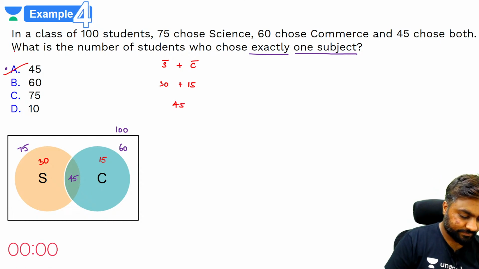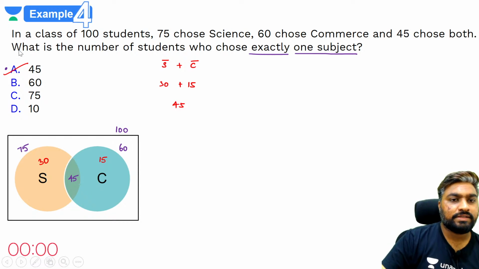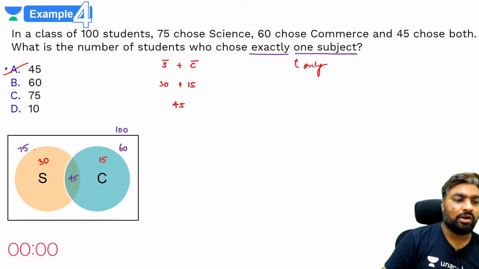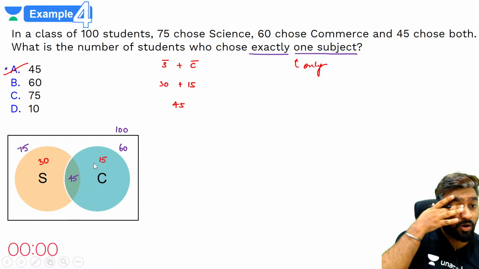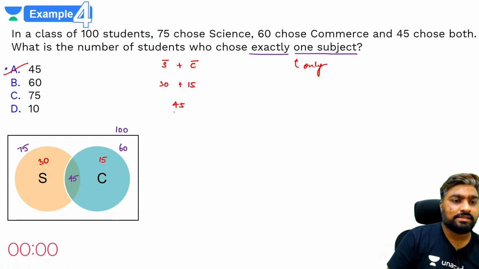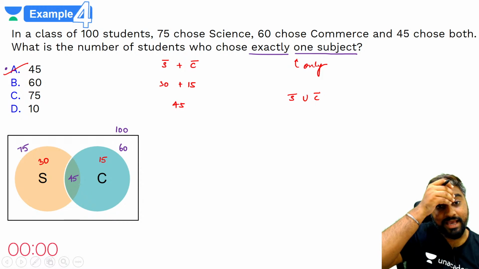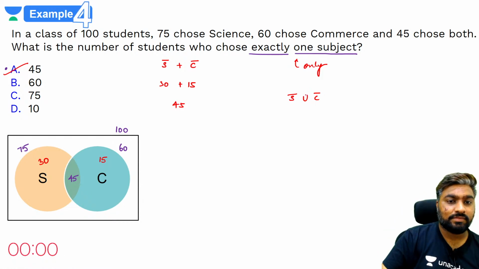Beautiful, guys. Very nice. Yeah, very good. Yes, so exactly one means only one of each. Is there an alternative way of finding this out, guys? What is this basically? This is S dash union C dash, correct? S dash union C dash, correct?